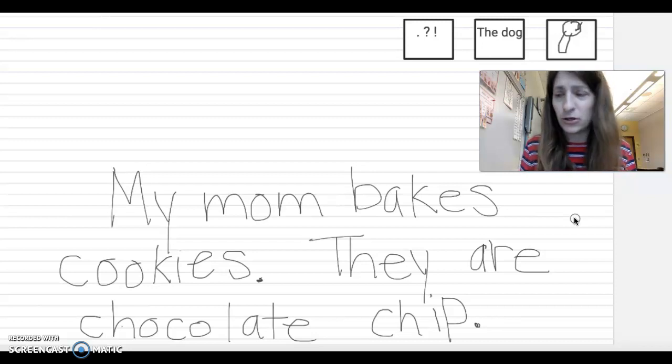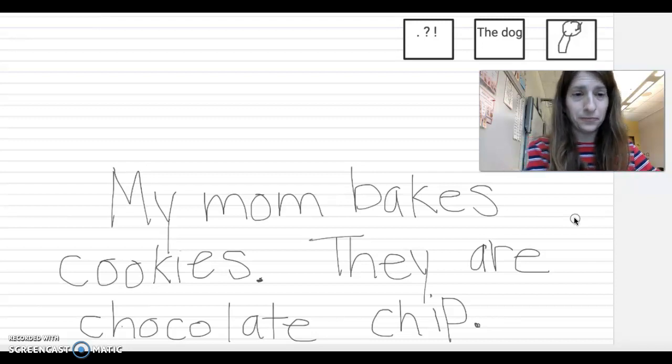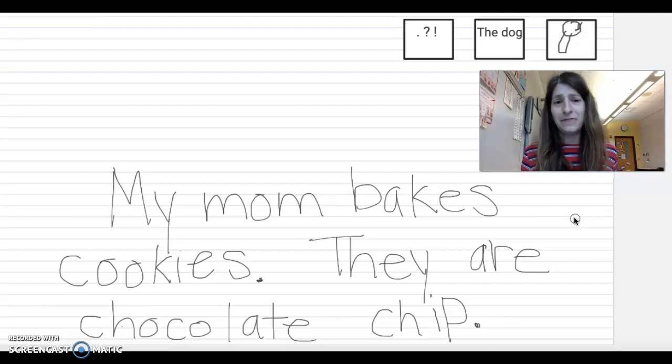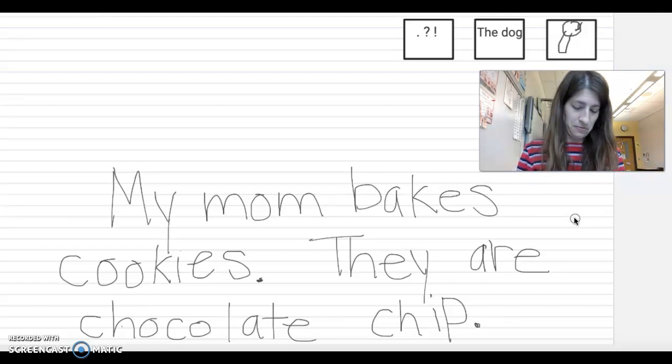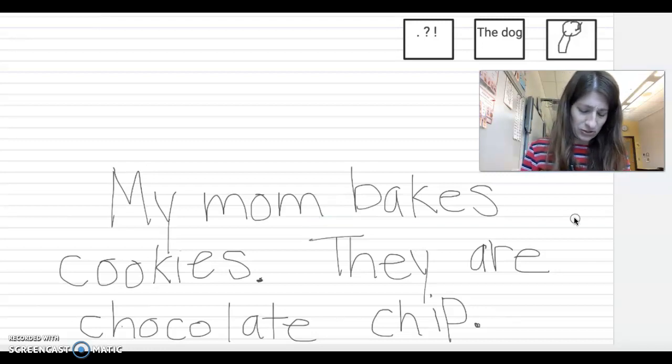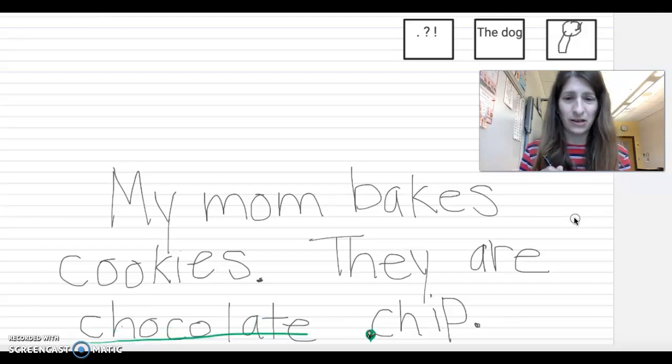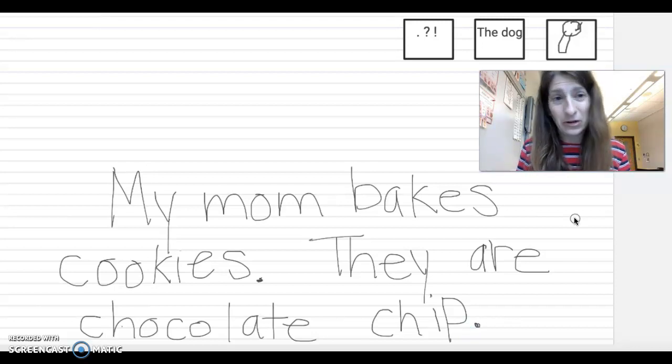So let's take a look at an example here. So I have a story. My mom bakes cookies. They are chocolate chip. Did you notice how when I added the detail about what kind of cookies they were, it made it more interesting?